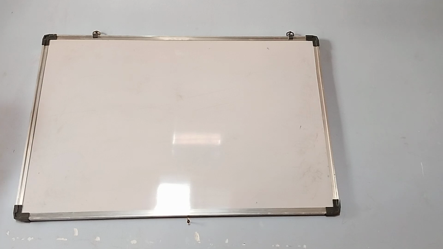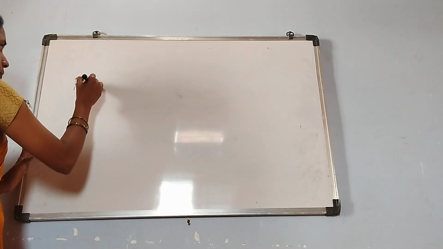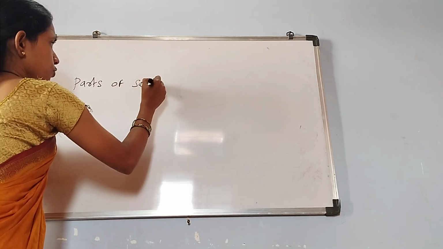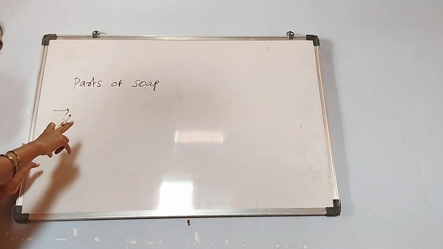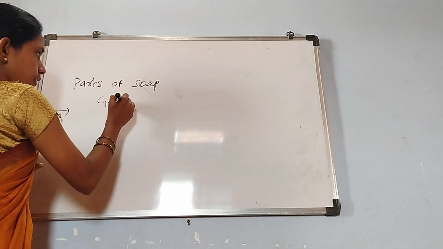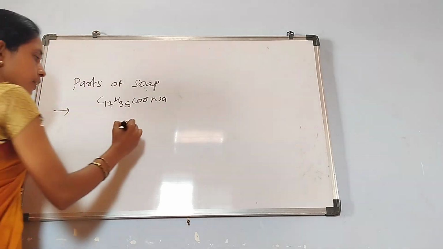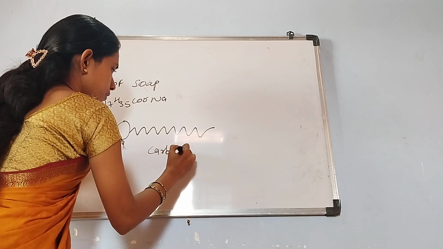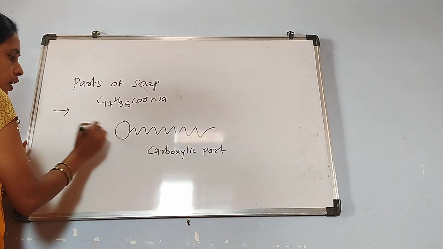Okay, so I'll discuss soap and its cleansing action. Now first I'll discuss the parts of soap. In the parts of soap, two parts are there. One is the hydrophobic end and one is the hydrophilic end. So the formula of soap is C17H35. So it can be written in this form. This is the ionic part and this is the carboxylic end. This is the carboxylic part. This is the ionic part.